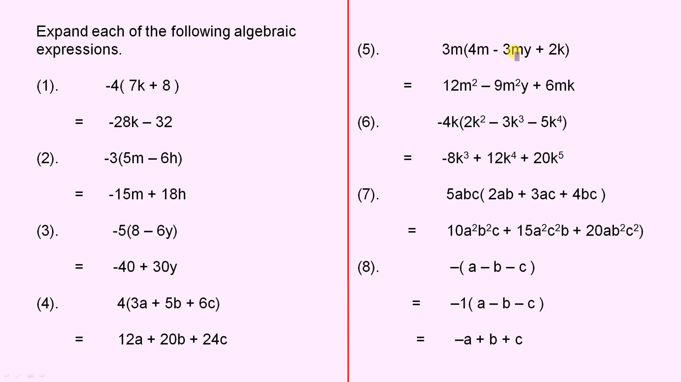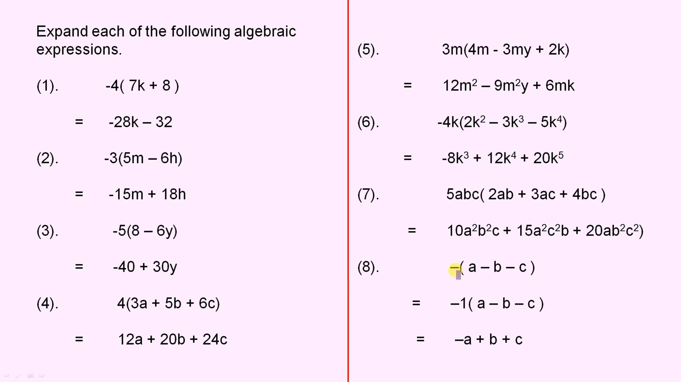This one's a little bit more involved, but it's the same principle. 3 4s are 12, that's m squared, because m times m is m squared. 3 3s are 9, so it's minus 9, m squared y. And 3 2s are 6, mk. And it's exactly the same for the next three. Just work through them carefully.